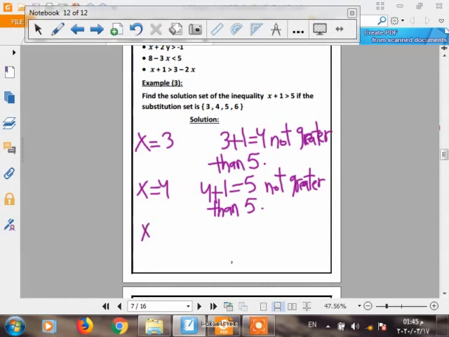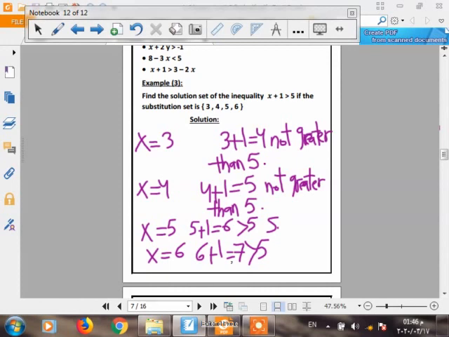I will check if x equals 5. If x equals 5, let's check the left side: 5 plus 1 equals 6, and 6 is greater than 5, so 5 can be in the solution set of this inequality. Let's check the last one. If x equals 6, the left side will be 6 plus 1 equals 7. 7 is also greater than 5. So the solution set of this inequality is 5 and 6.